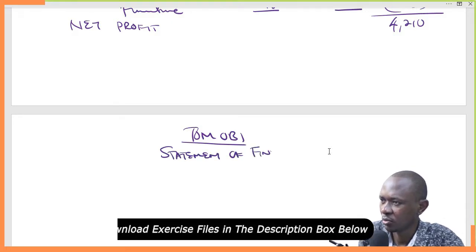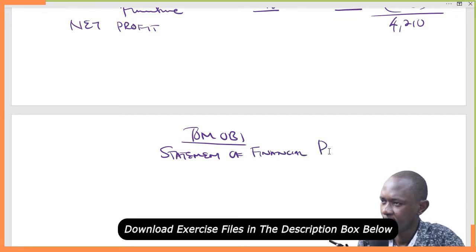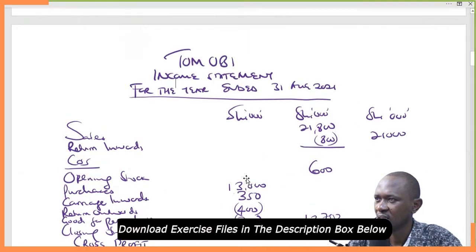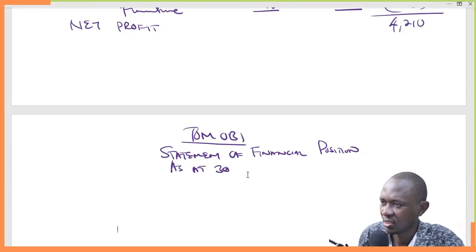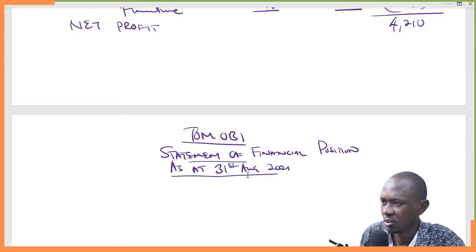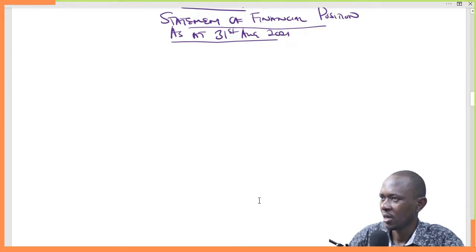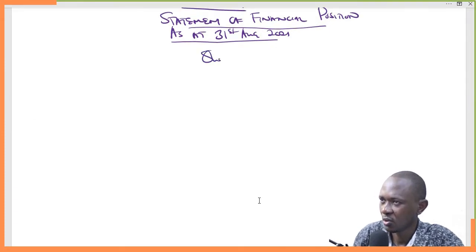Statement of financial position as at 30th. Was it 30th August or 31st August? Let me just confirm. 31st August 2021. As at 31st August 2021. Good. So then we have the columns as usual, the 3 columns with restricted zeros.